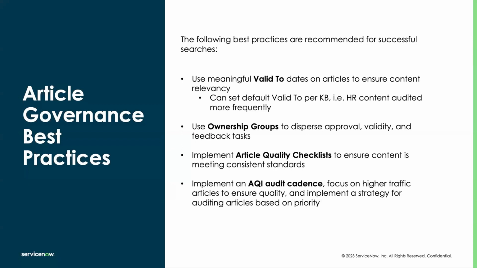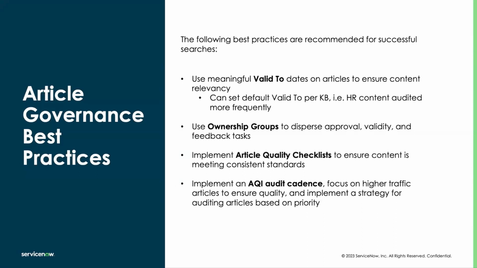And as far as that cheat sheet and the relevancy, using the valid to dates, you can actually set this at the knowledge base level. So your HR articles may need more of a valid to auditing cadence than other knowledge bases. You can set it at that level, and then you can even get more granular on your knowledge articles and set the valid to dates there. So it really depends on what content you're working with and what kind of audit strategy you want for your relevancy and your valid to dates.